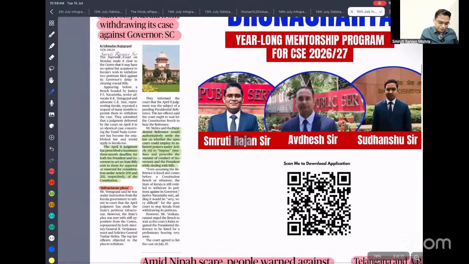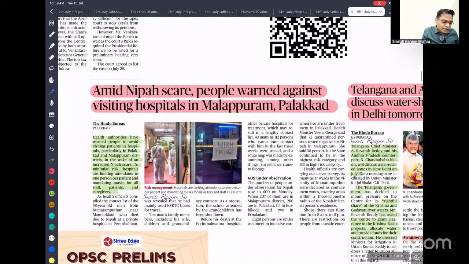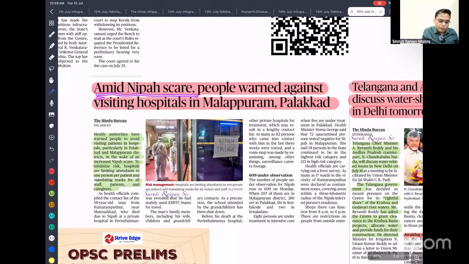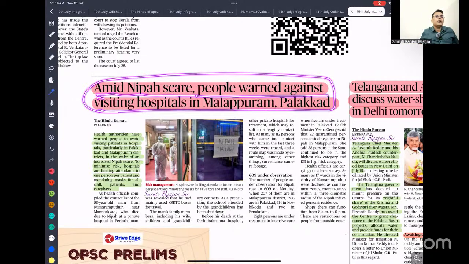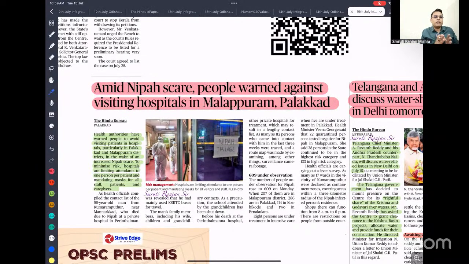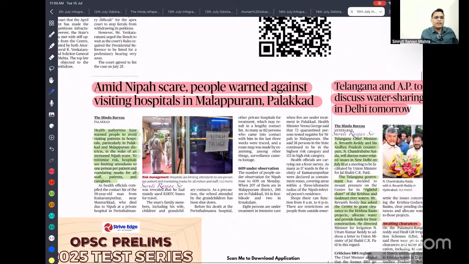Okay. So next is: amid the Nipah scare, people are warned against visiting hospitals. This is in Malappuram and Palakkad. What happened recently? We know that the Nipah virus is spreading rapidly in Kerala. Because of that, the Kerala government is warning people not to visit hospitals unnecessarily, because that can be a super-spreading event. It can spread to people so quickly, and it can spread rapidly, which is very difficult to contain.